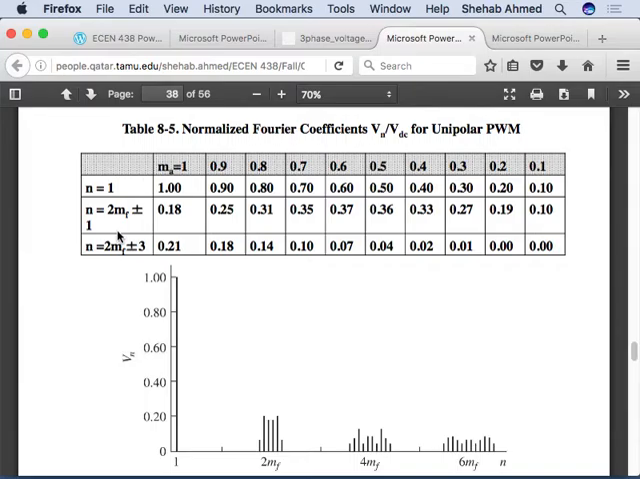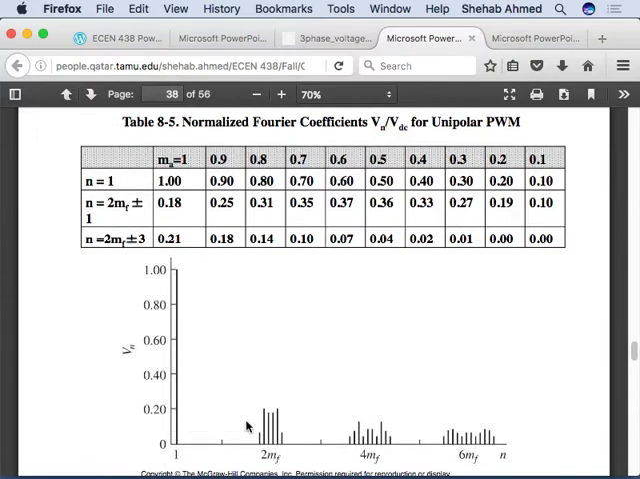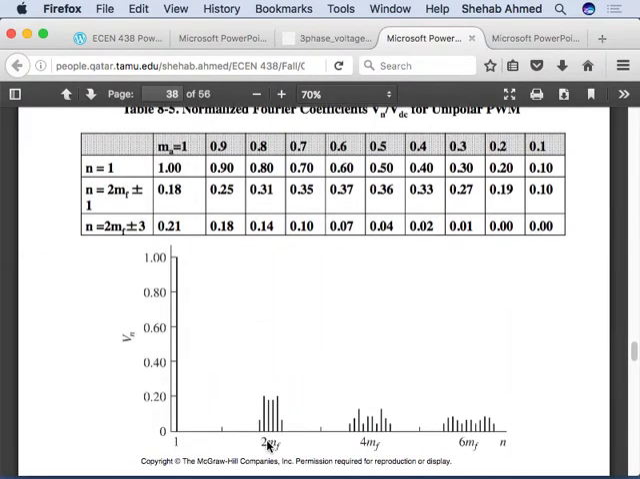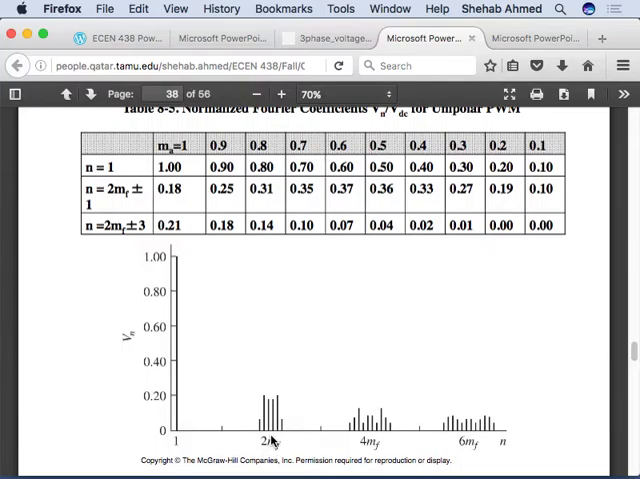How do you see that reflected? You see that automatically reflected in the spectrum of the output. So here, the first thing I see is my fundamental. And then what do I see next? Twice the switching frequency, not the switching frequency. In bipolar, you see the next harmonic at the switching frequency. Here you see the first harmonic at twice the switching frequency, and then twice the switching frequency plus minus 1 harmonic, or twice the switching frequency plus minus 3 harmonics.